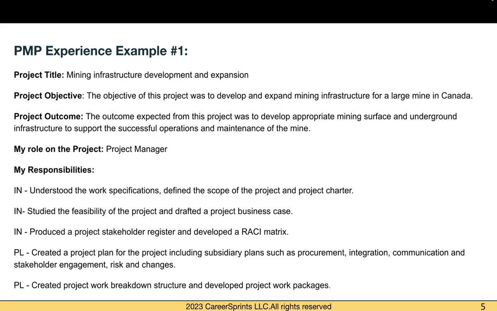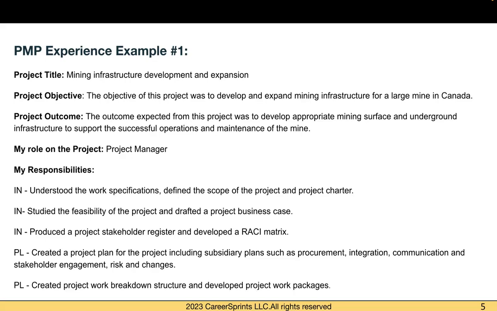And this is an example of a mining project, which is more or less a waterfall project. You can see it is written in very easy to understand language. If you read the objective, it says the objective of this project was to develop and expand mining infrastructure for a large mine in Canada. That's it, right? If you look at the outcome, again it is very simply written. It says the outcome expected from this project was to develop appropriate mining surface and underground infrastructure to support the successful operations and maintenance of the mine. So the outcome is just the benefit of the project, and the objective is the actual goal that you're trying to accomplish.